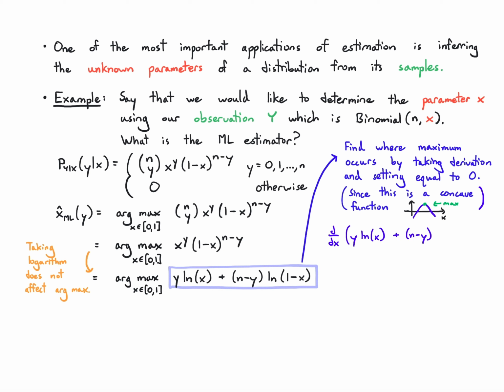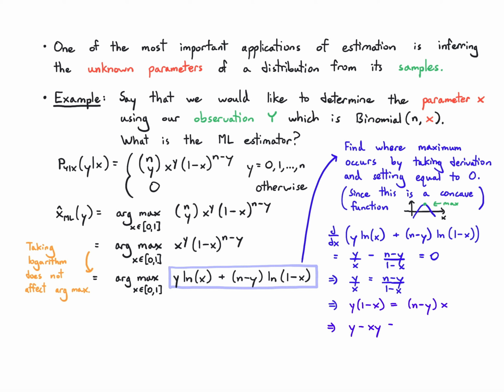So I'm going to take the derivative with respect to x of this y log x plus n minus y times log 1 minus x. I'm going to get y over x minus n minus y over 1 minus x. Set that equal to 0. So I get y over x is equal to n minus y over 1 minus x. Move the denominators to the other side. So y times 1 minus x equals n minus y times x.